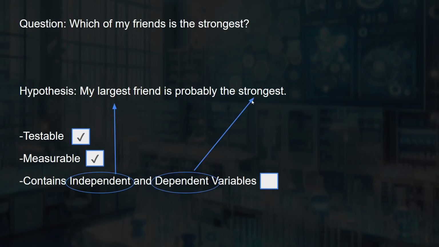And the dependent variable would be their strength. This is what I'm trying to find out. So who's the strongest? That should be my dependent variable. So it contains both the dependent and independent variables. So this is actually a fine hypothesis for purposes of this class. In the next video, we're going to talk about how to set up this experiment and gather data.